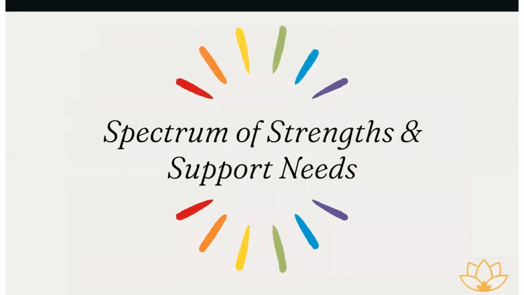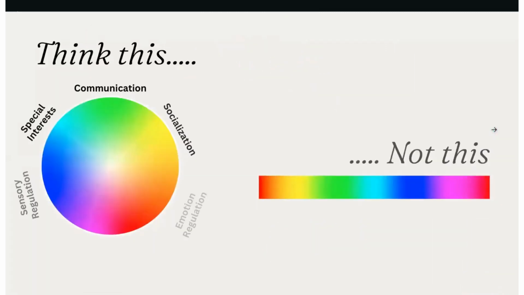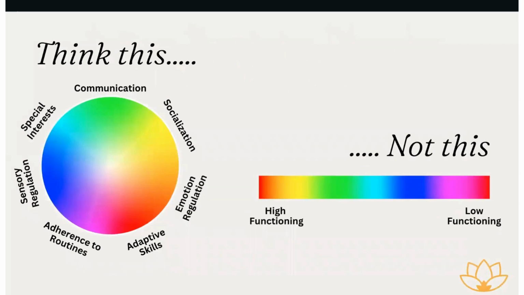So now we're going to talk about the spectrum of strengths and support needs. Traditionally, a lot of people thought of autism spectrum disorder, that term spectrum, as this one here on the right, of high functioning versus low functioning. It was pretty common to use these terms even just a couple of years ago, and it still happens today: my child has autism and they are high functioning or low functioning. But when we're talking about a spectrum of strengths and support needs, we should be thinking of this one here on the left. It's a wheel.